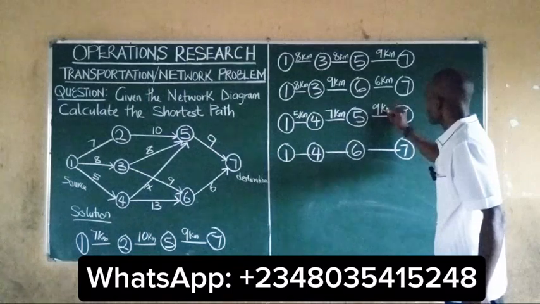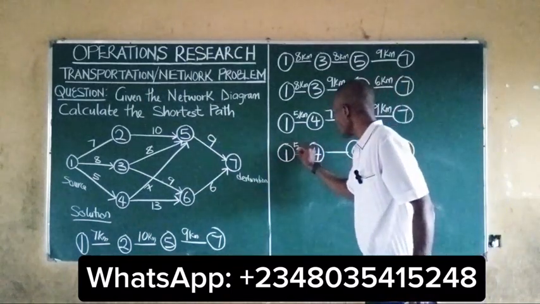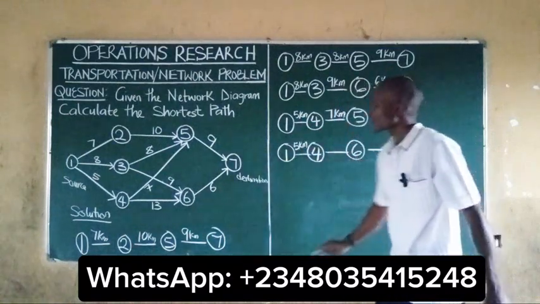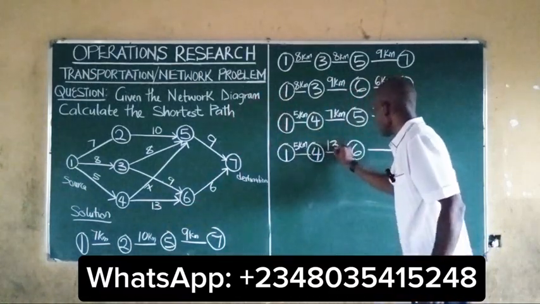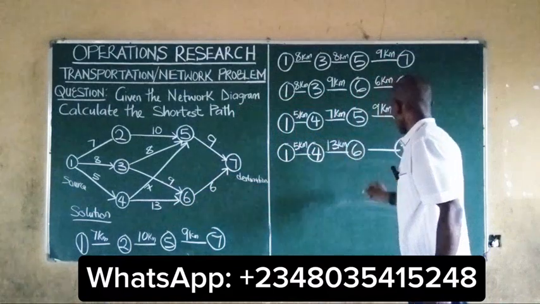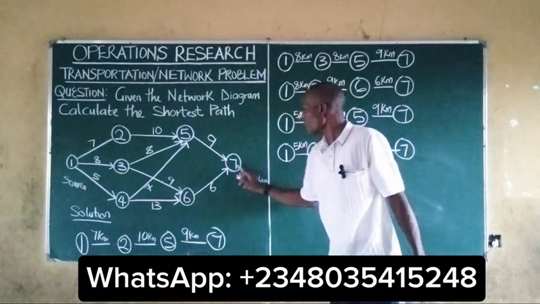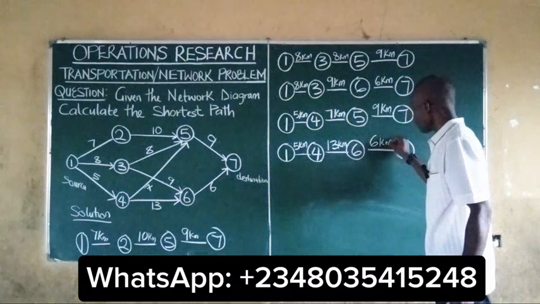Also, the distance from 1 to 4 is 5 kilometers. You have it already. The distance from 4 to 6 is 13 kilometers. And lastly, the distance from 6 to 7 is 6 kilometers.